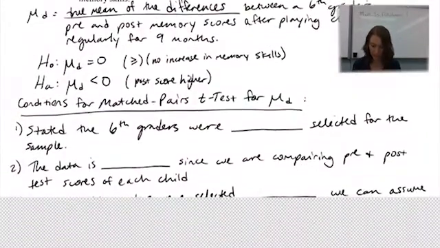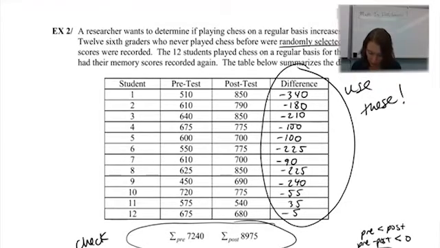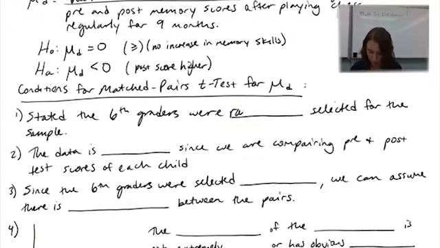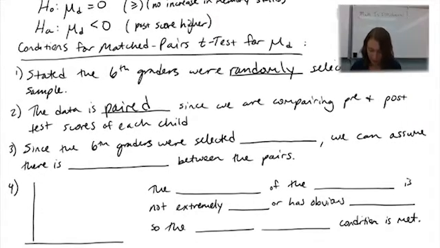Now the conditions for our matched pairs t-test for mu sub d. Again, we want to name our test. First condition: if you go back up, it said that 12 6th graders who never played chess before were randomly selected. There we go. That's what we needed. So it stated that the 6th graders were randomly selected for the sample. The second one is that the data is paired, since we're comparing the pre and post test scores for each child.